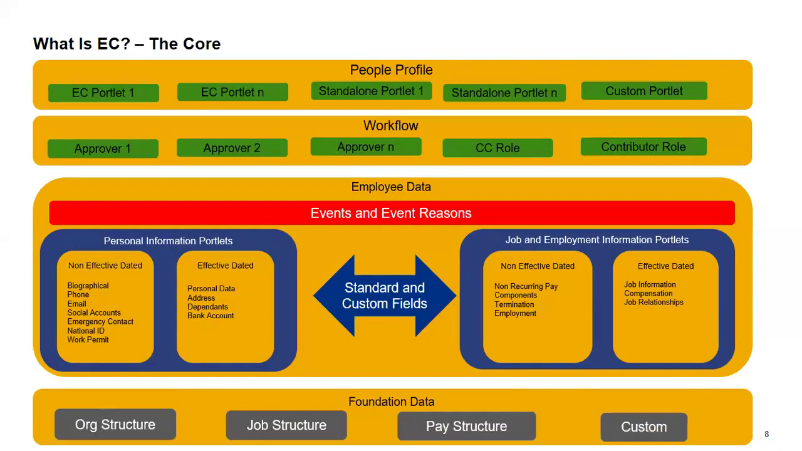And in this people profile, you see portlets, EC portlet 1, EC portlet 1, N. You can have N number of portlets: personal, job information, comp information, address, contact details, education details, previous experience. So it contains N number of portlets. Some of them are standalone, like individual portlets, and some of them are linked. Job information and comp information is linked. Org information and job information is linked. And you can also have custom portlets.